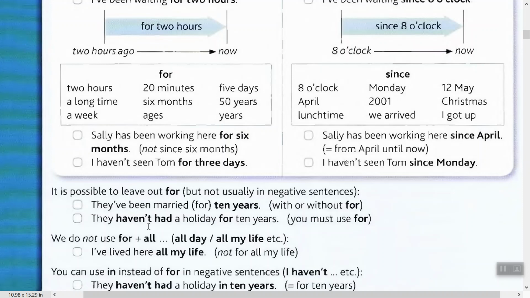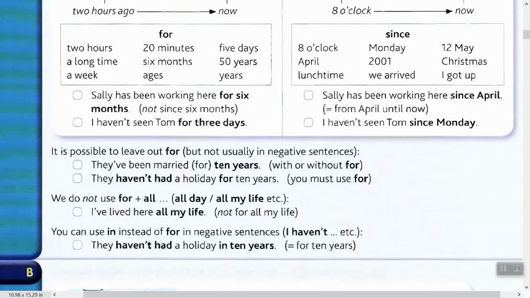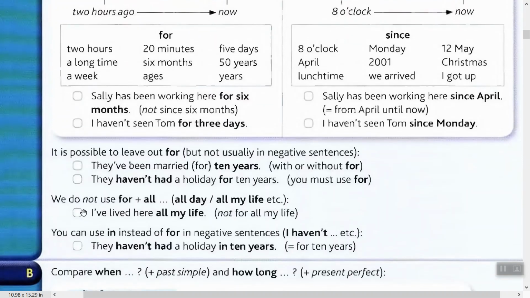So you may get a question in the exam: negative, optional or obligatory. For example, for this sentence you say it is obligatory. Why? You have to say because it is negative. First one, obligatory or optional? Optional. Why? Because the sentence is positive. Number two. Number three, we don't use for plus all.